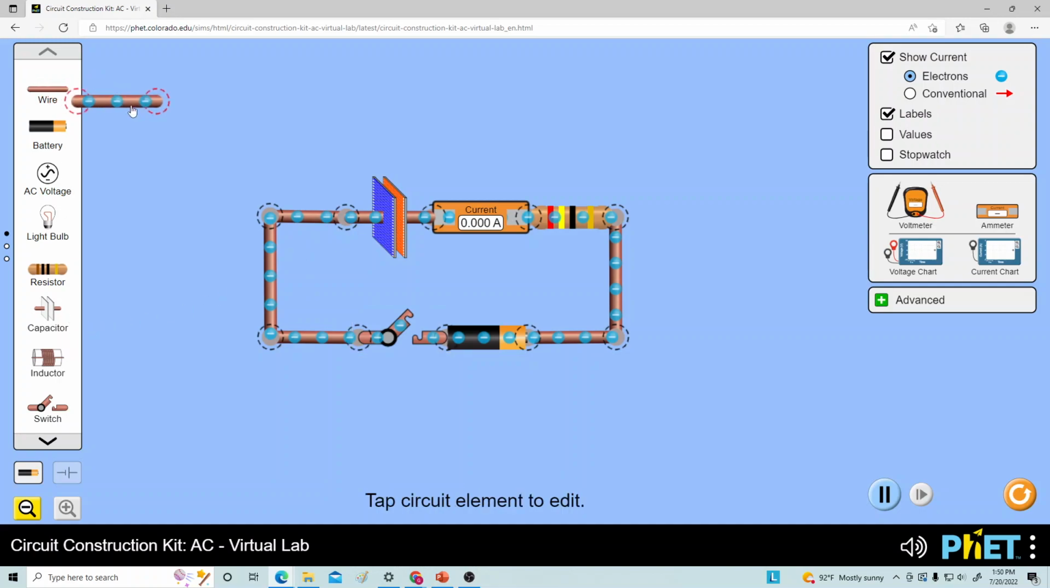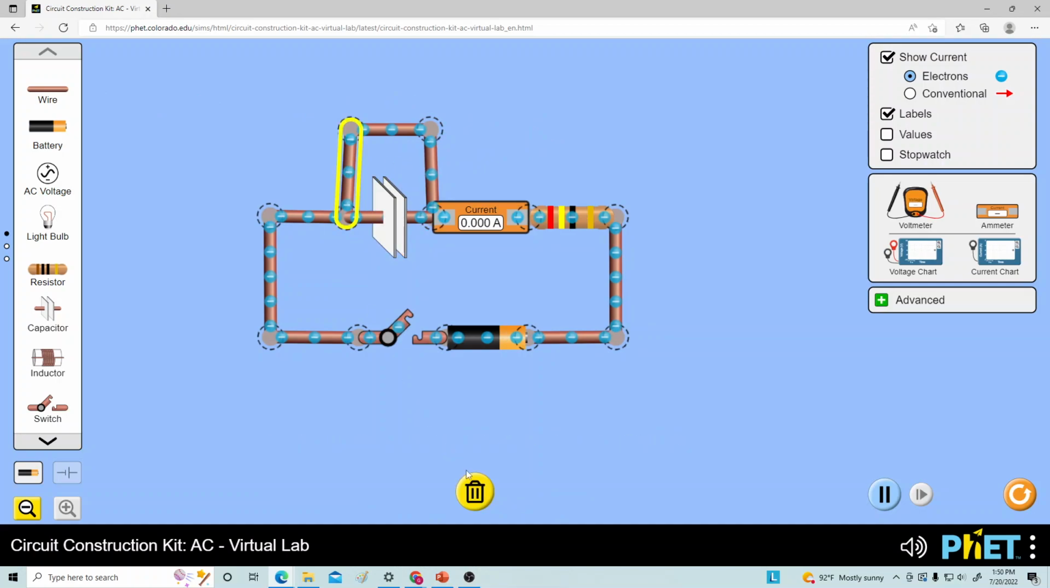Let me see if I can discharge this capacitor. And I don't know if the simulation will let me do that. Hey, it did. Cool. So now I have my system set up again just as it was originally, and we'll remove that.